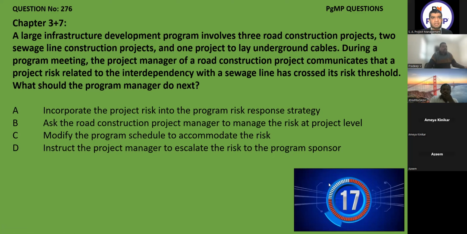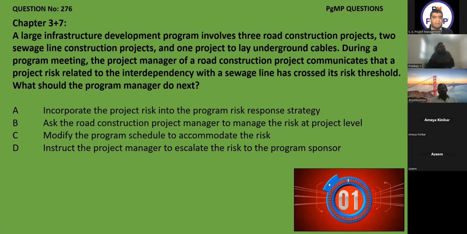A large infrastructure development program involves 3 road construction projects, 2 sewage line projects, and 1 project to lay underground cables, which means it has 6 projects. During a program meeting, the project manager of a road construction project communicates that a project risk related to the interdependency with the sewage line has crossed its risk threshold. It means there is a risk from the project level which is going to affect the program or the other projects. What should the program manager do next?